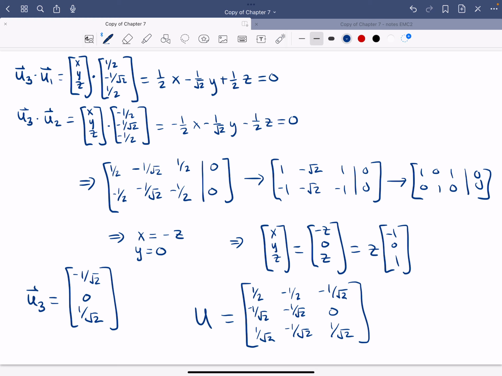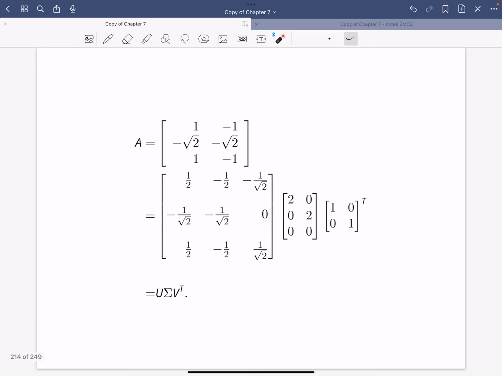The last thing to do would be to check that A really does equal U sigma V transpose. We can do that computation here, and we see that we actually do get the correct answer in this case.